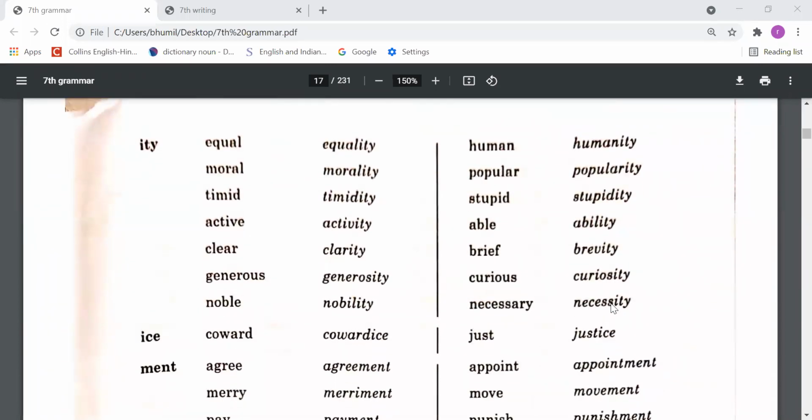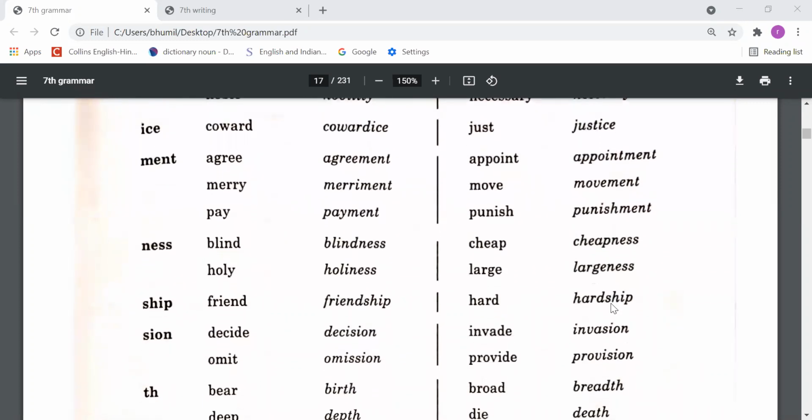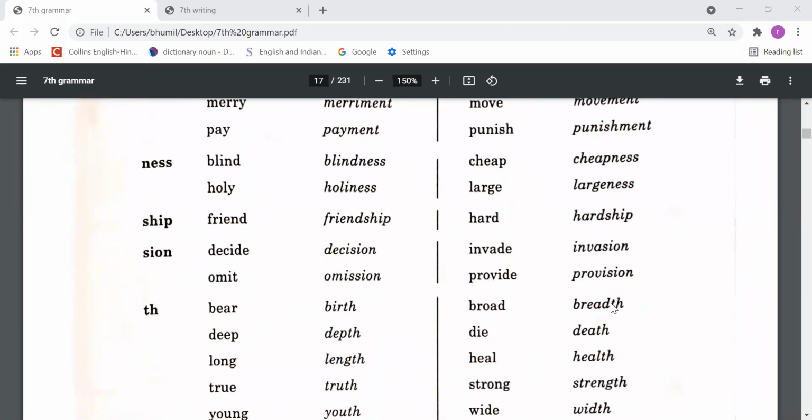Same way, equal, equality; moral, morality; timid, timidity; active, activity; clear, clarity; generous, generosity; noble, nobility; coward, cowardice; agree, agreement; marry, merriment; pay, payment; blind, blindness; holy, holiness; friend, friendship; decide, decision; omit, omission, right? So these are all the abstract nouns you have to study, dear students, you have to learn.